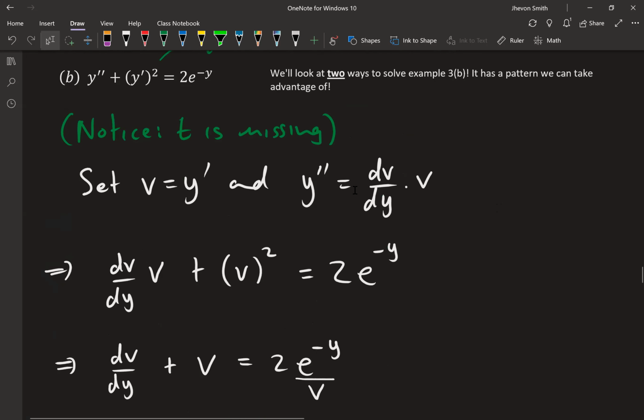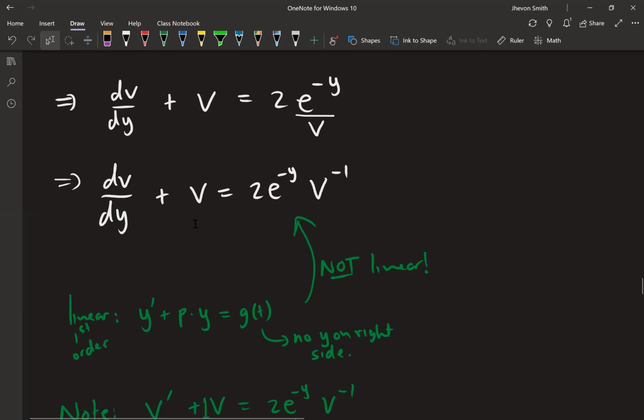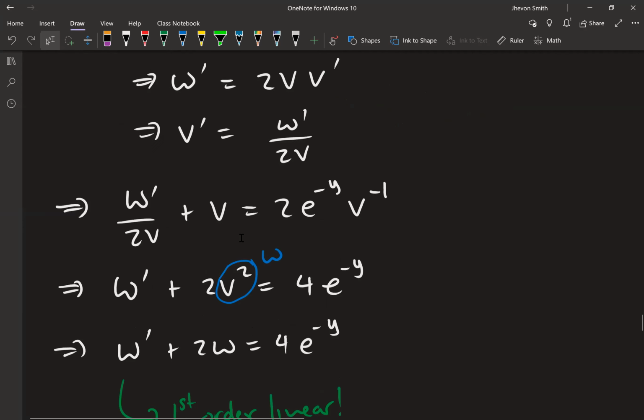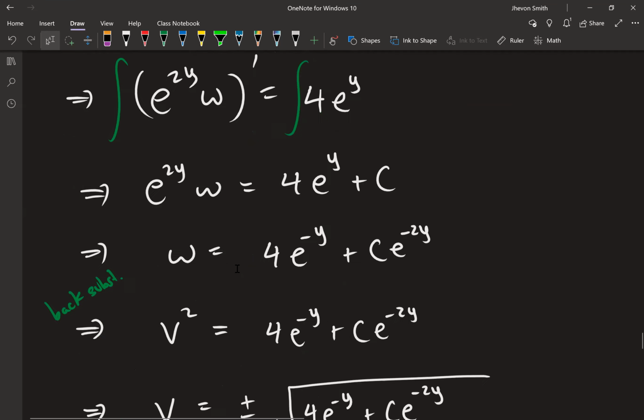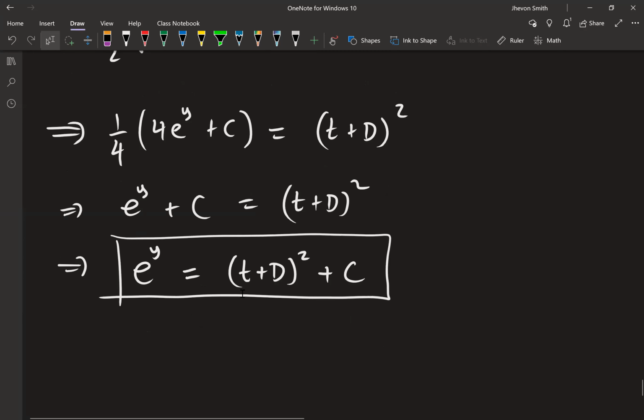So you start off with this thing, which seems innocent enough, but you get in a situation where it's now Bernoulli. You do the Bernoulli strategy, you now end up with a linear situation, do the linear strategy, and then you back substitute twice, do a crazy integral. Eventually you get to the answer. Okay, so that's the answer.